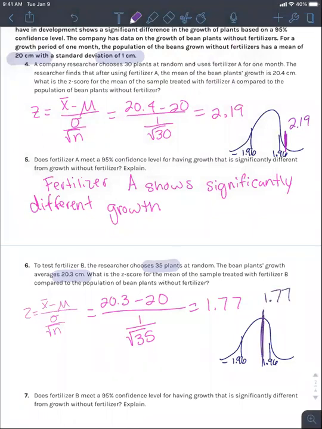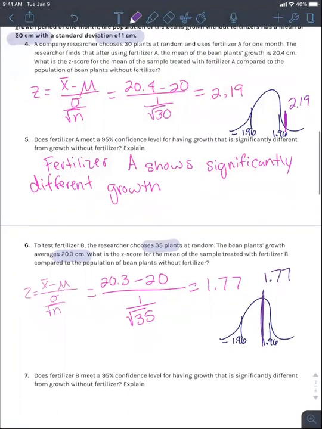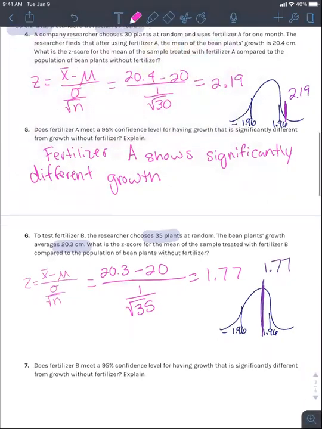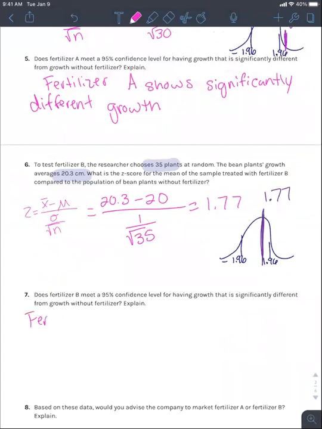So would that be significant or not? Tell me yes or no in the chat. Is that significant? Inside the two lines is not significant. Outside the two lines is significant. Great. So we came to a conclusion that it's not significant. So we would say fertilizer B does not show significant growth, or does not show significantly different growth.